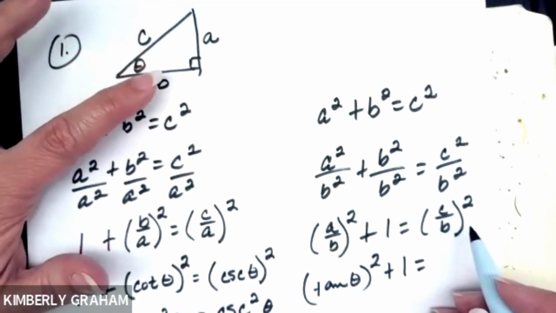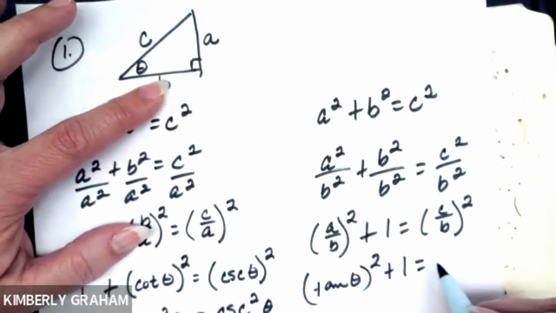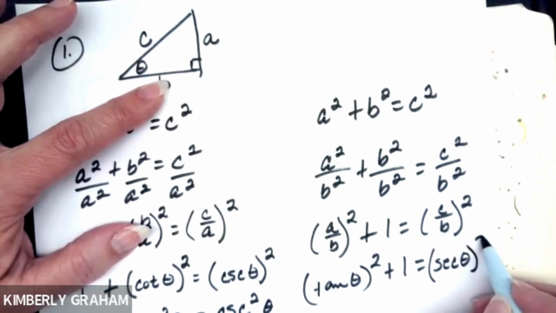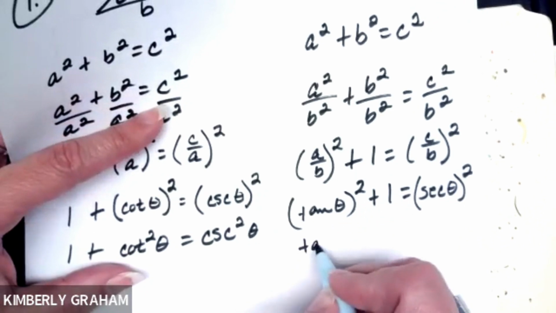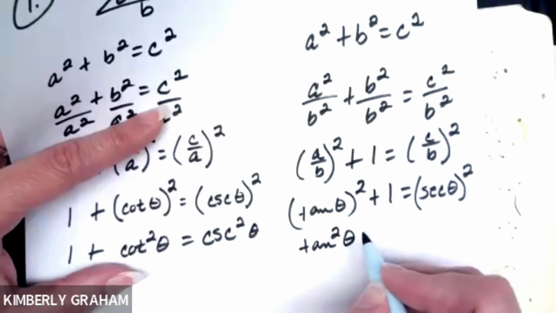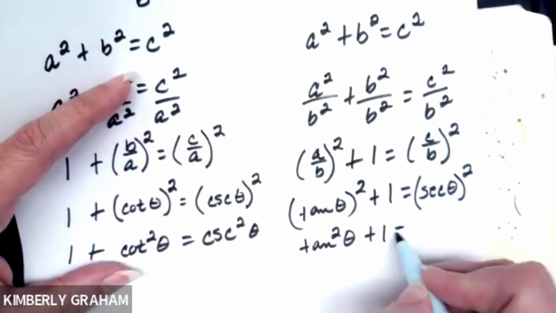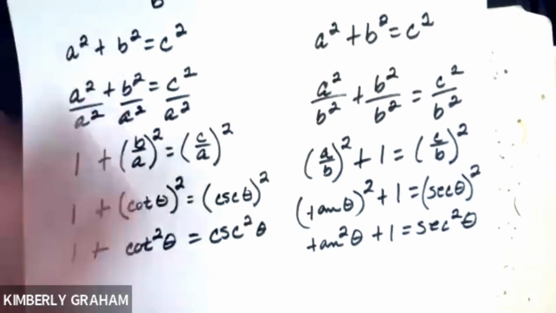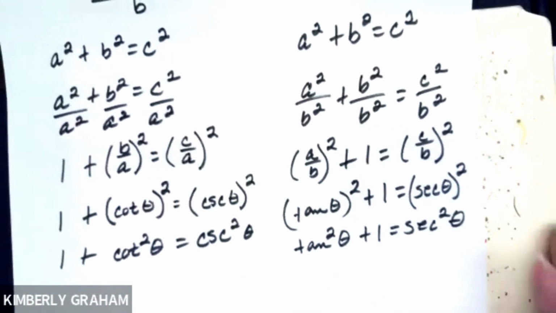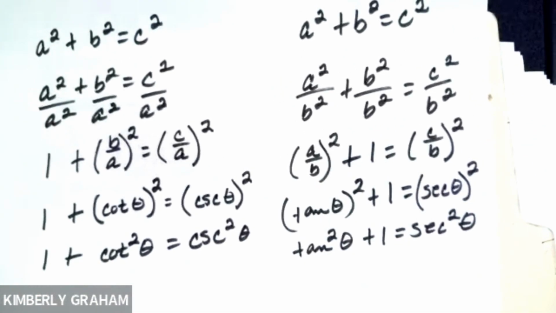Hypotenuse over adjacent is secant. So this would be secant theta squared. And then rewriting this to where we're getting rid of the parentheses and just writing it as tan squared theta plus 1 equals secant squared theta. Any questions with either one of those two problems?